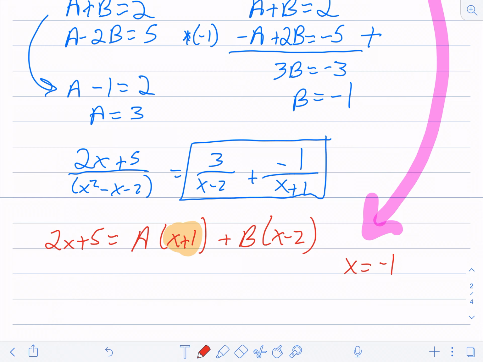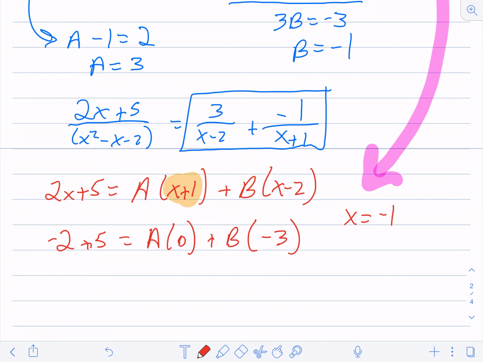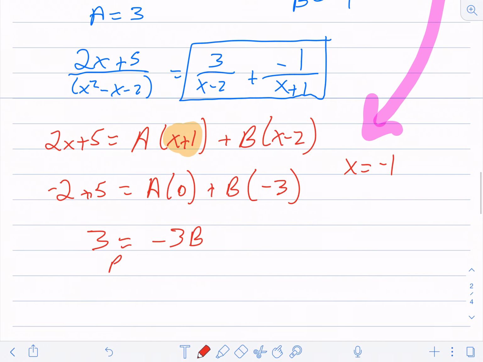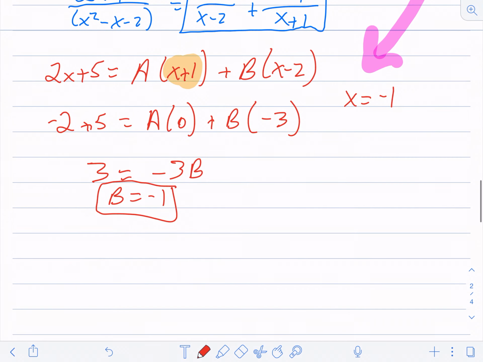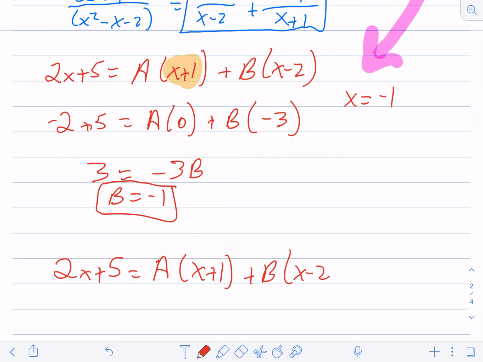So look what happens when I plug in x equals negative 1. I'm going to get negative 2 plus 5, right? Equals a times 0 plus b times, well, negative 1 and negative 2 is negative 3, right? So I'm going to get 3 is equal to negative 3b, which means what? B has to equal negative 1, which is another way of getting b equals negative 1. Likewise, when I said 2x plus 5 equals a times x plus 1 plus b times x minus 2, what if I chose x equals 2?